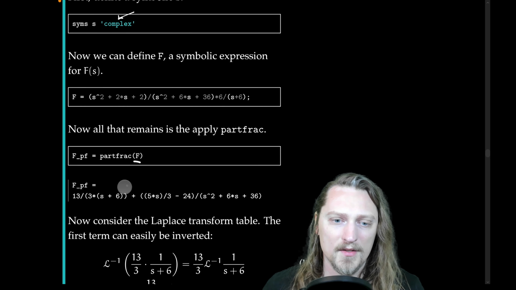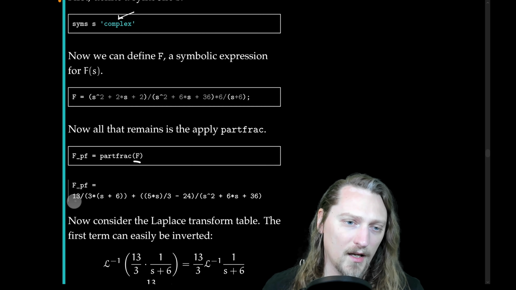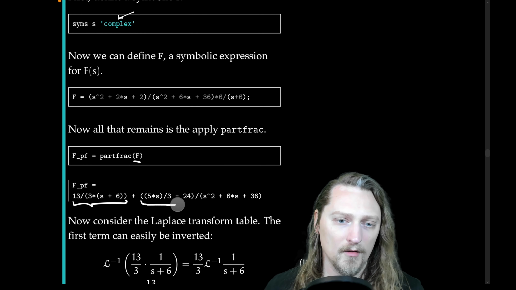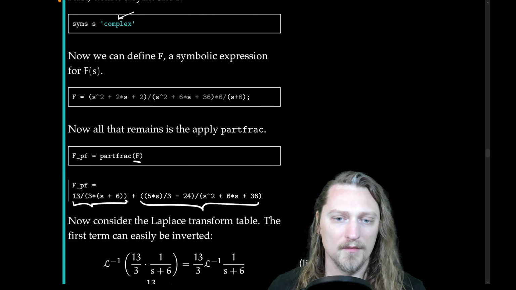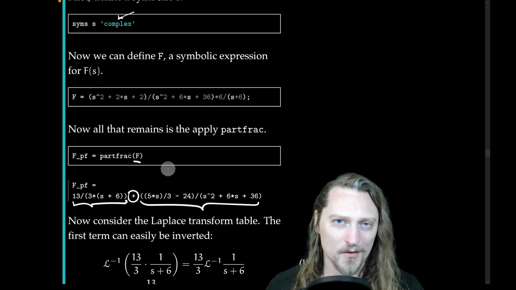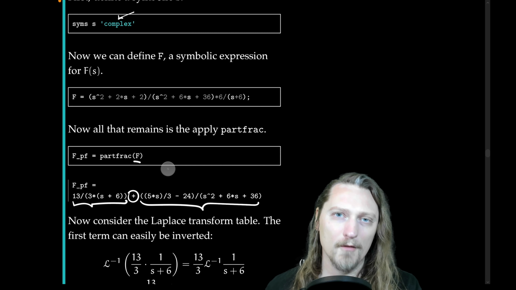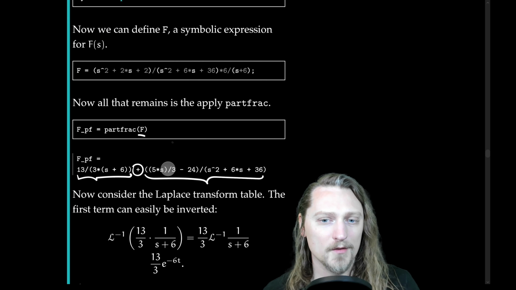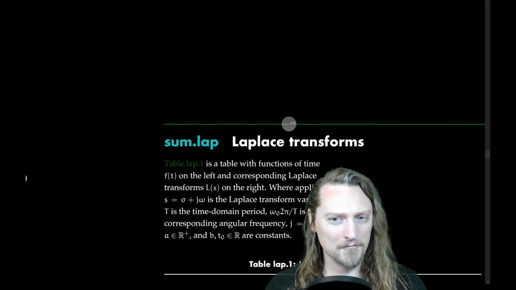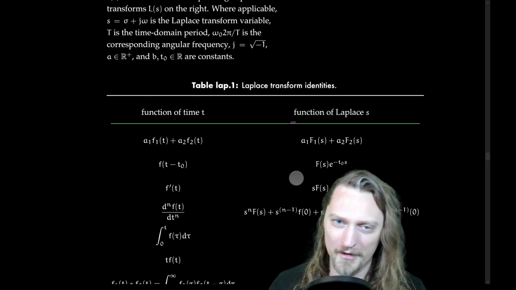And we get this fraction coming back to us, which looks like a pretty simple fraction and a more complicated fraction. Okay, but notice they are additive, which was the main goal of the partial fraction decomposition, to do that for us. Now consider the Laplace transform table. What's this? The Laplace transforms table? Wow, all right, here you are.